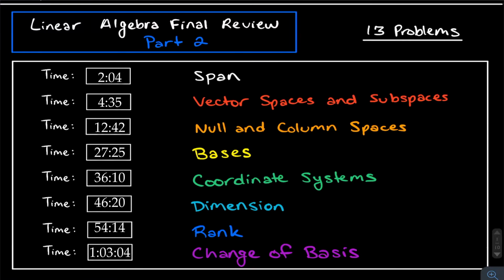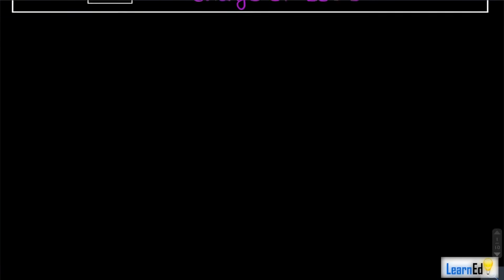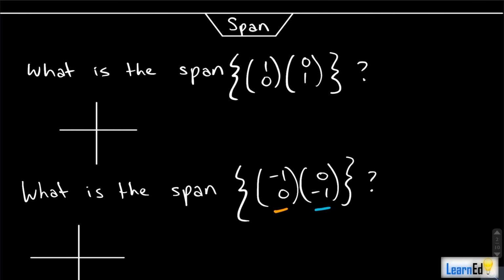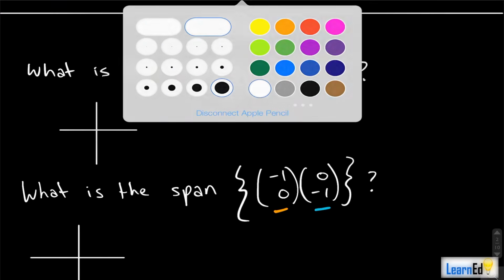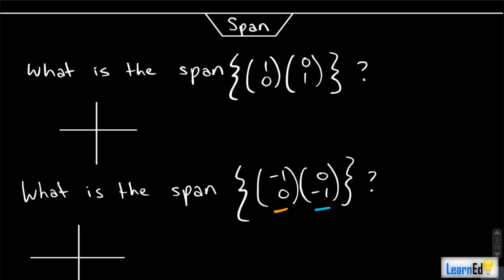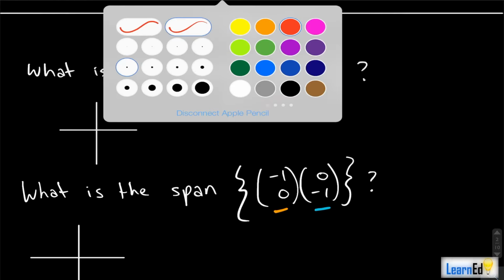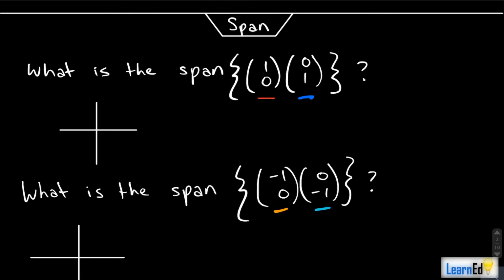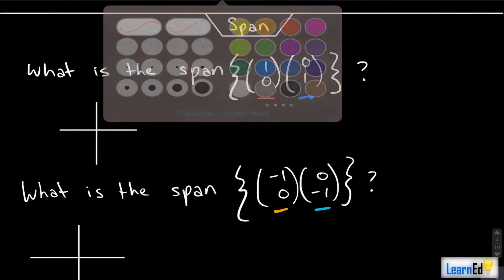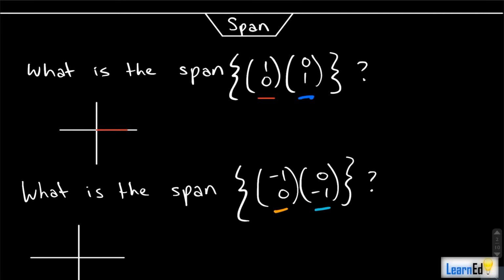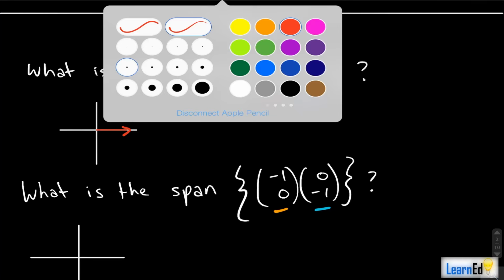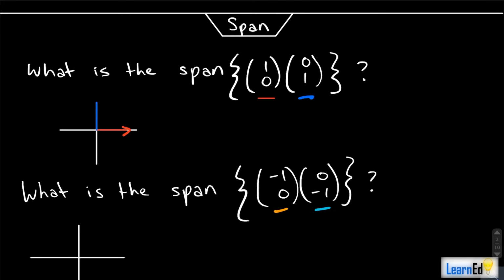Okay. So with that being said, let's move on to our first section, the span section, and we are going to try to find the span of these two vectors 1, 0 and 0, 1. I'll label these guys, 1, 0 and 0, 1, and I'll graph them. 1, 0 is over here, and then 0, 1 is up here.